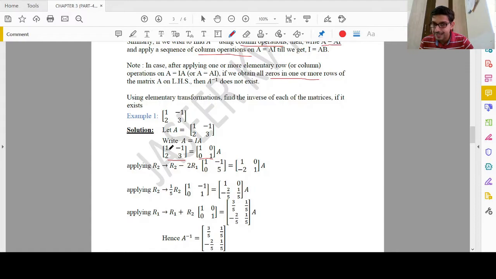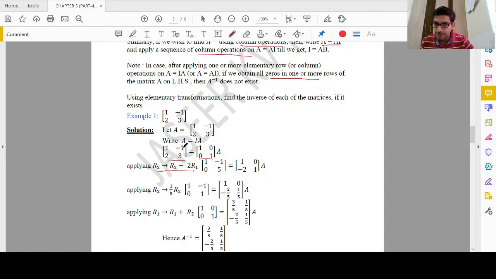So the first element is 1 already, then I should get 0 here, instead of 2. That is a part of the identity matrix. So we are making it the identity matrix. That means we should get [1 0; 0 1]. The first element is 1 already, so no need to change it. Then instead of 2, it should be 0. So the transformation I am using here is R2 changes to R2 minus 2R1. The second row will change to R2 minus 2 times R1.